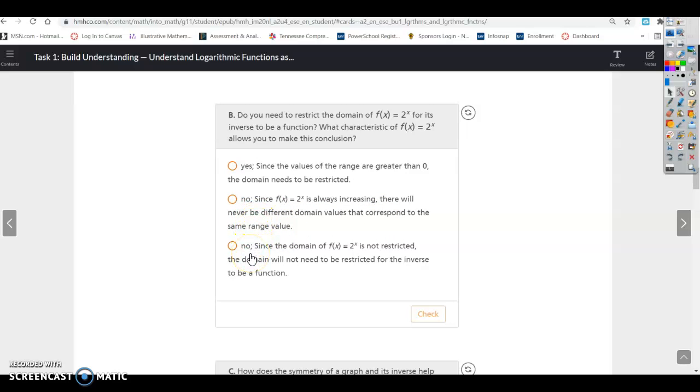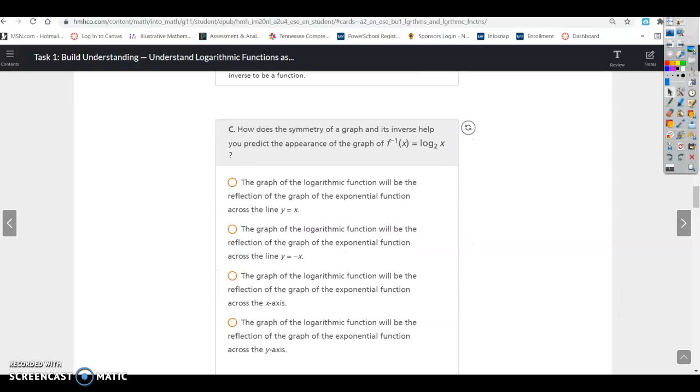So let's see what this one says. No, since the domain of f of x equals 2 to the x is not restricted, the domain will not need to be restricted for the inverse to be a function. All right, so this is the one that's the best answer because it talks about the domain values corresponding with the range values. So I'm going to say the middle one is the best answer.